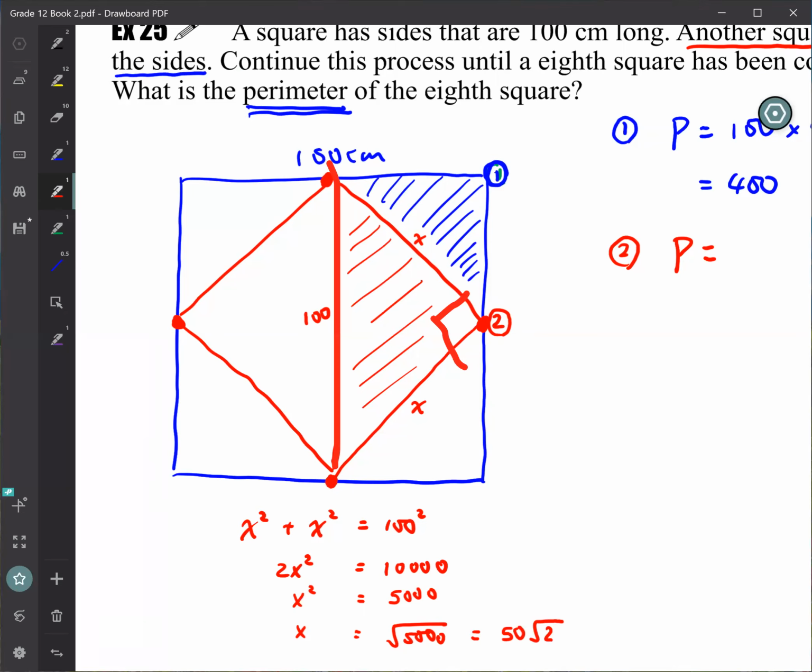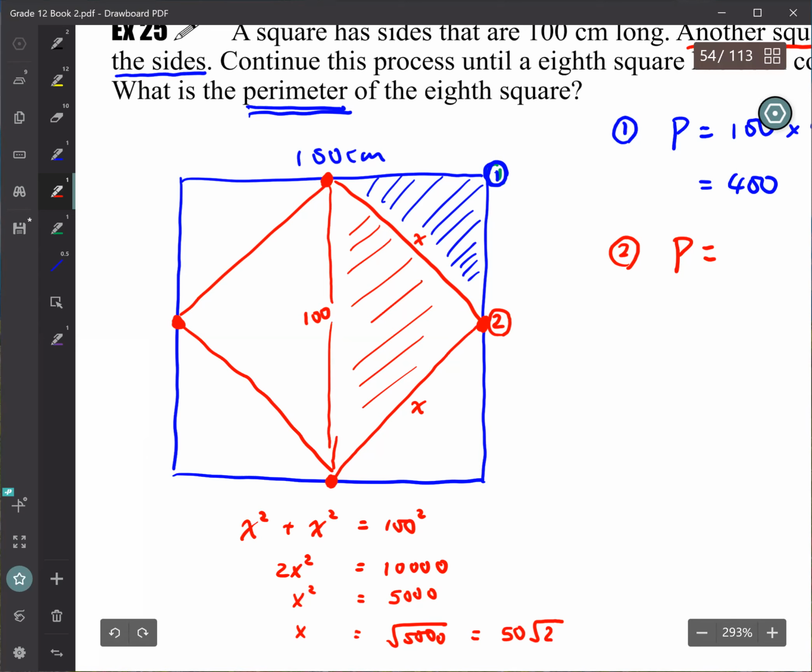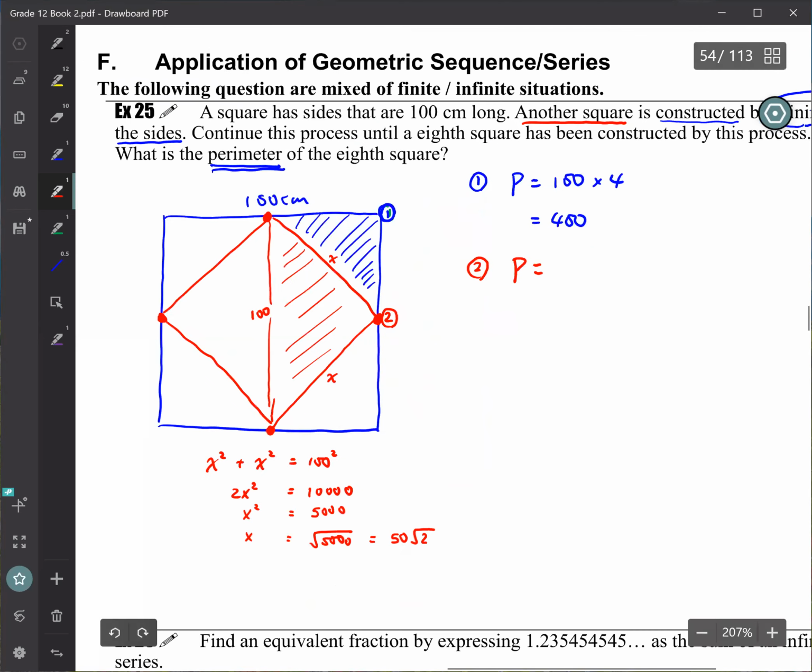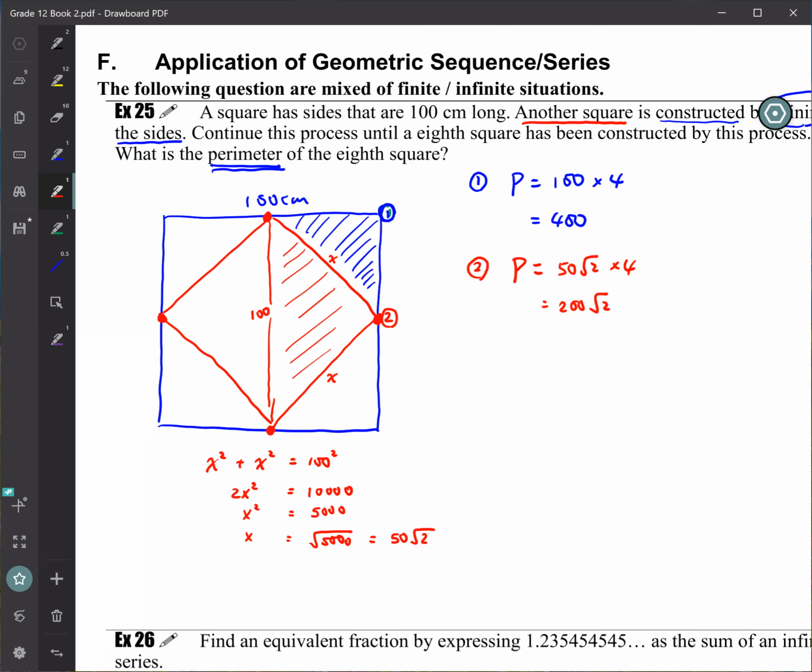So if I do that, okay, let me erase the annotation there. Okay, so if I use Tiena's method, one side is 50 root 2. So the perimeter will be 50 root 2 times 4. So that's what? 200 root 2. Okay, now if I use Kelly's triangle, the blue triangle, that could also work.